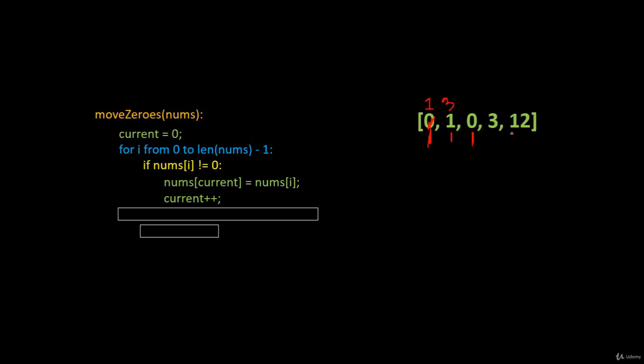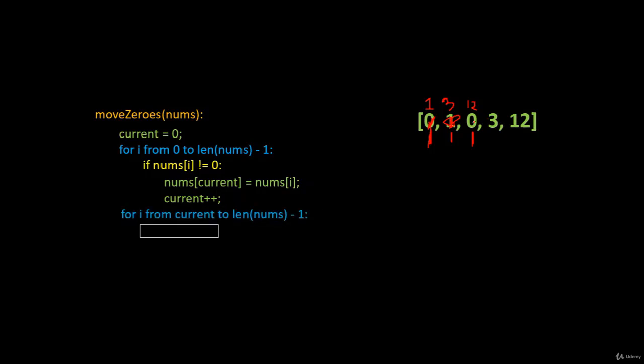Then we have the next element, 12, so it matches this if statement. Then it replaces this 0 with 12. Okay, so we're done with this loop. Now let's fill up these two elements with zeros.